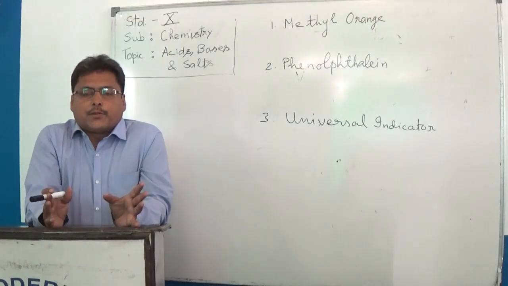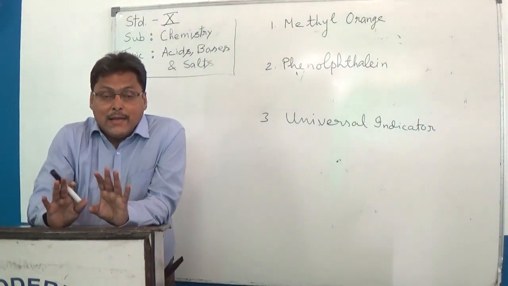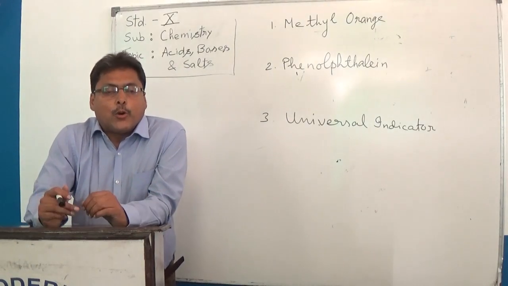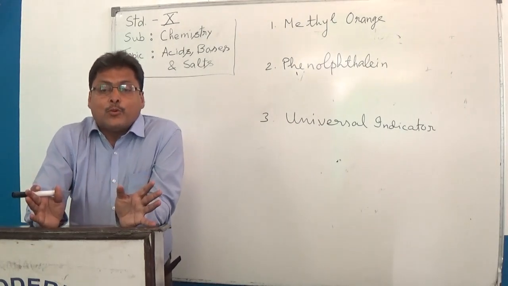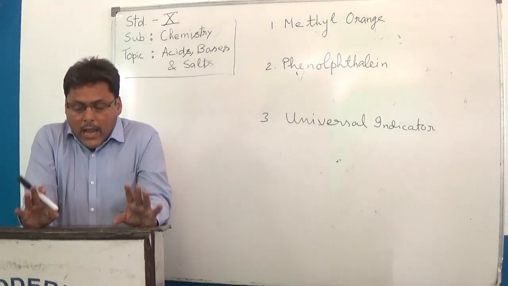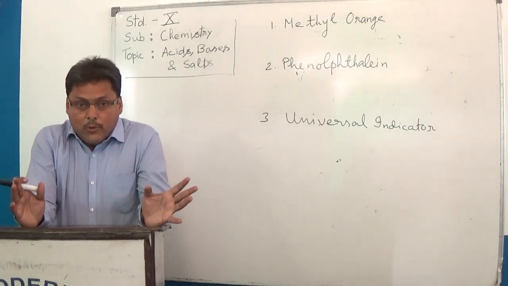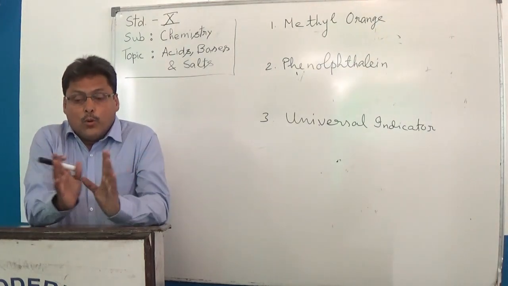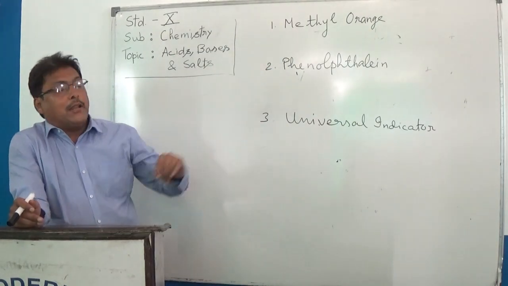And just because litmus is not very easily available unless we produce it synthetically in the laboratory, we cannot depend on natural indicators alone for all the experiments we have to do in the laboratory these days. So we have produced many synthetic, man-made, laboratory indicators which are more dependable to signify whether this is an acid or base. One of them is methyl orange.